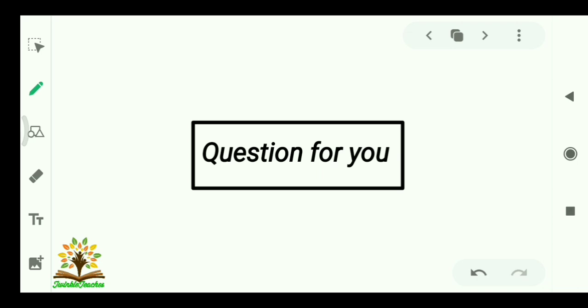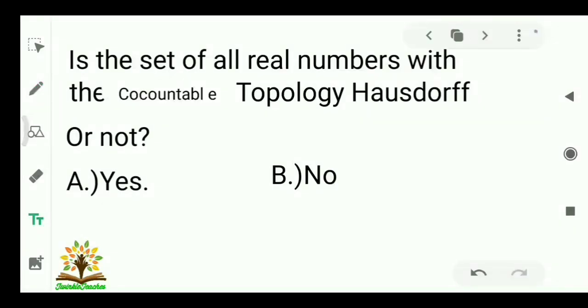So there is a question for you. You have to answer: is the set of all real numbers with the co-countable topology Hausdorff or not? Your options are yes or no.